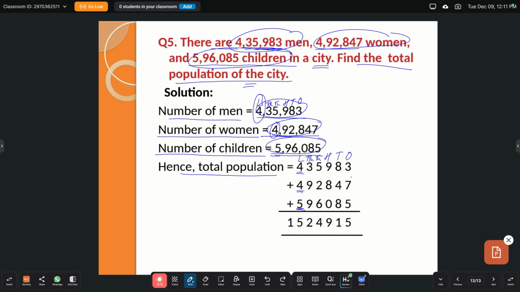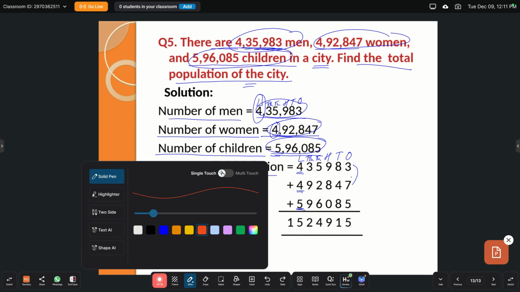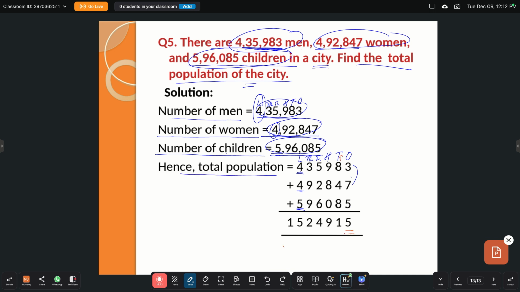Now we will add this number. What is 7 plus 3, beta? It's 10. What is 10 plus 5? It is 15. So I will write 5 here and 1 will be carried over to this column. What is 8 plus 4? It's 12. And what is 12 plus 8, beta? It's 20. And we have to add this carried over 1. What is 20 plus 1? This is 21. So we will write 1 here. 2 will be carried over to this column.